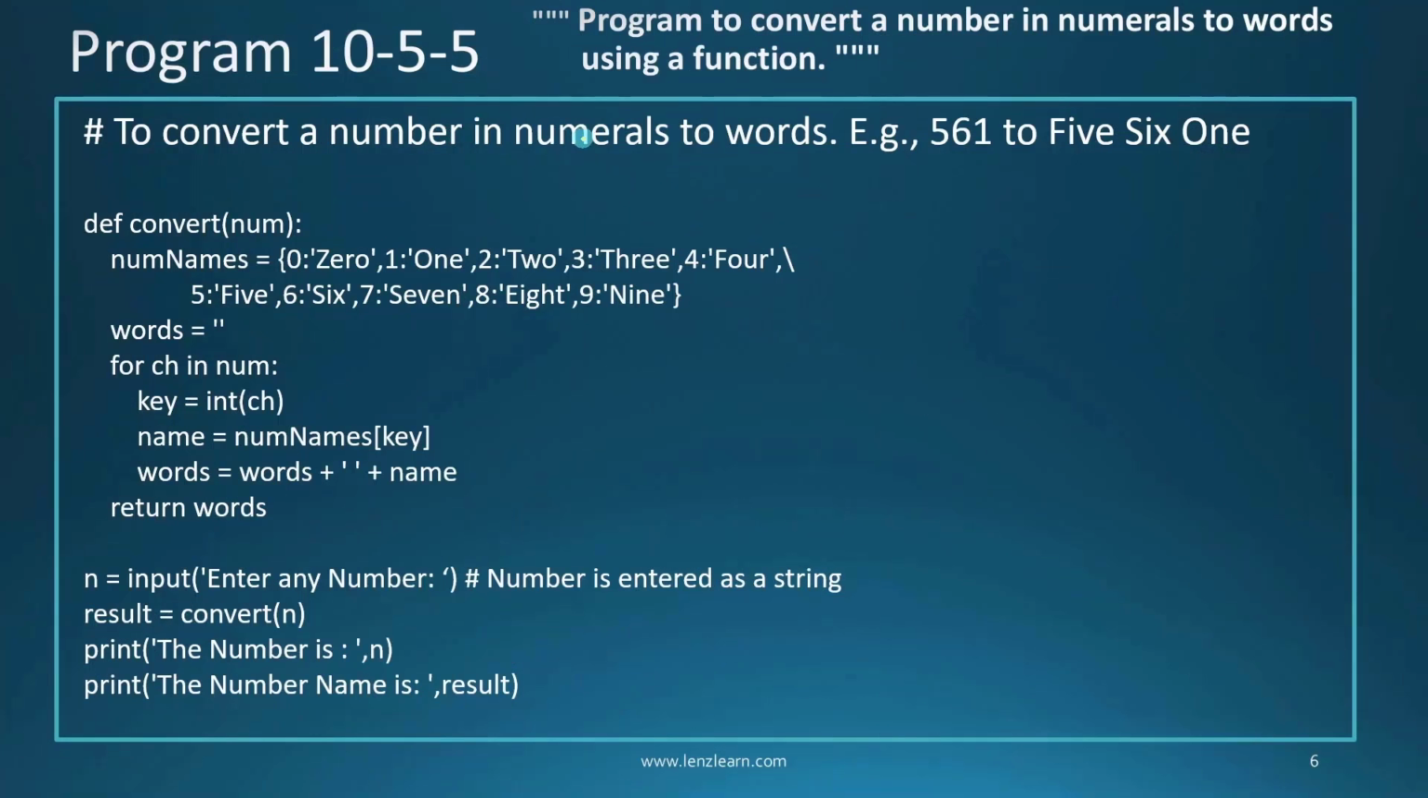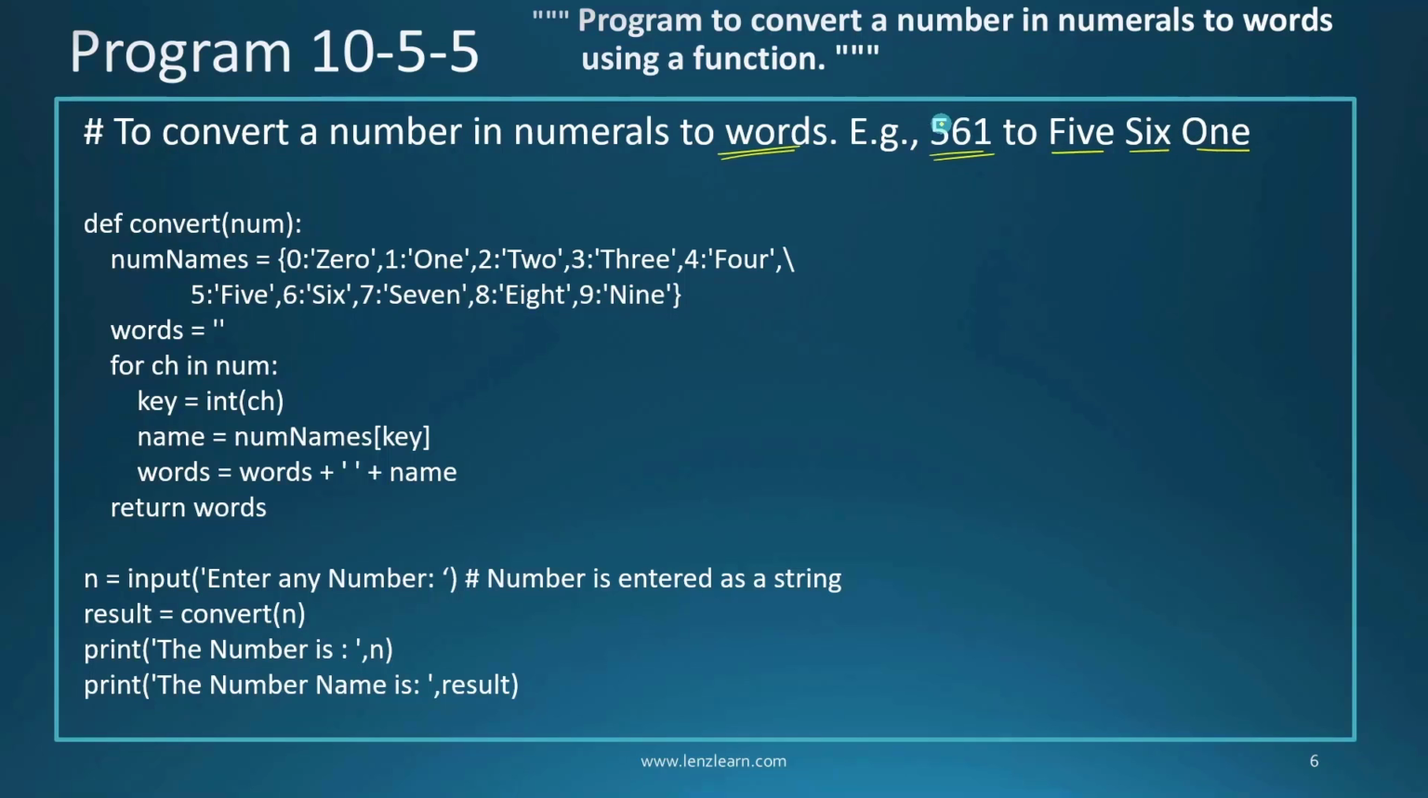Now in this program we will study how to convert a number into its equivalent words. So if you enter 561 as input to this program, the program should print out 561 in words. So let us see how that is done.